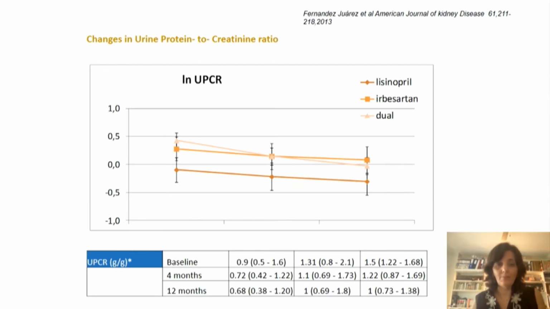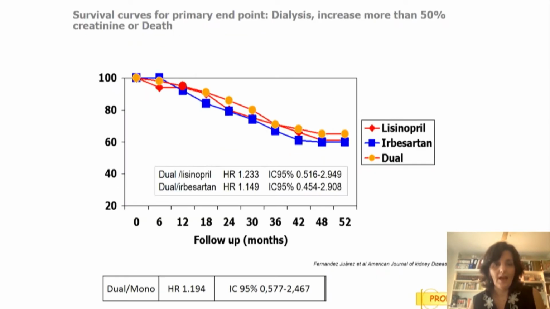Proteinuria decreased in both groups without difference between them. There were no significant differences in blood pressure control between groups. The number of adverse events, including hyperkalemia, was similar in all three groups. After a median follow-up of 32 months, 30% of patients in the combination group, 29% in the lisinopril group, and 29% in the irbesartan group reached the primary outcome.